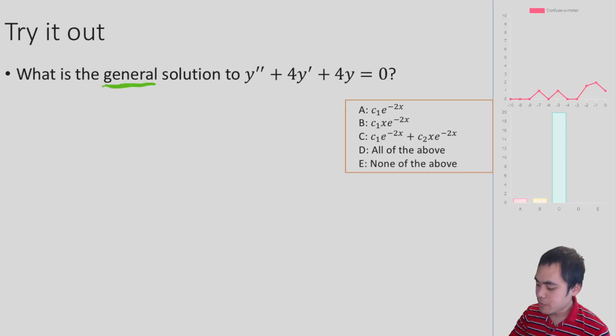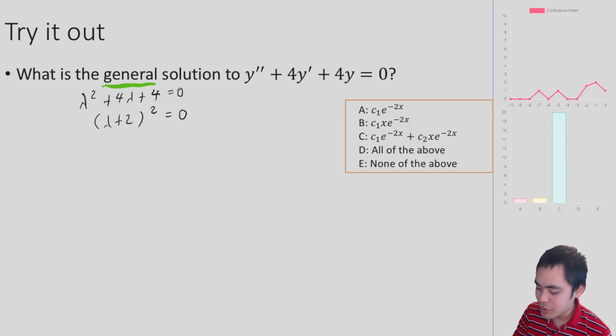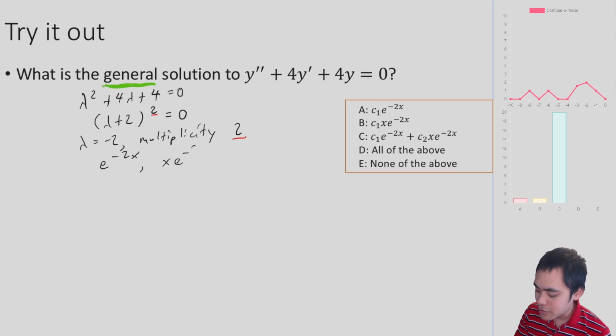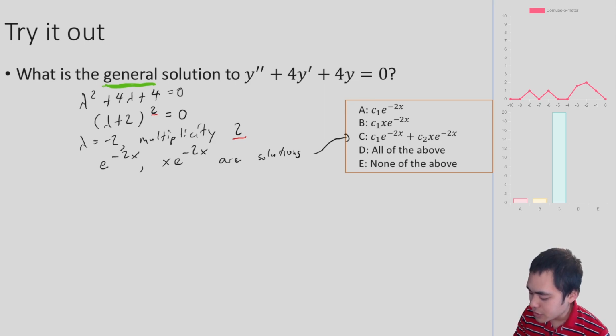So let's solve this. What's the characteristic equation? We have lambda^2 + 4 lambda + 4 = 0. Therefore, we have (lambda + 2)^2 = 0. And so lambda is equal to -2 with multiplicity 2, because this was a square. Due to that, we know that e^(-2x) and x e^(-2x) are solutions. And so the general solution is c1 e^(-2x) + c2 x e^(-2x).